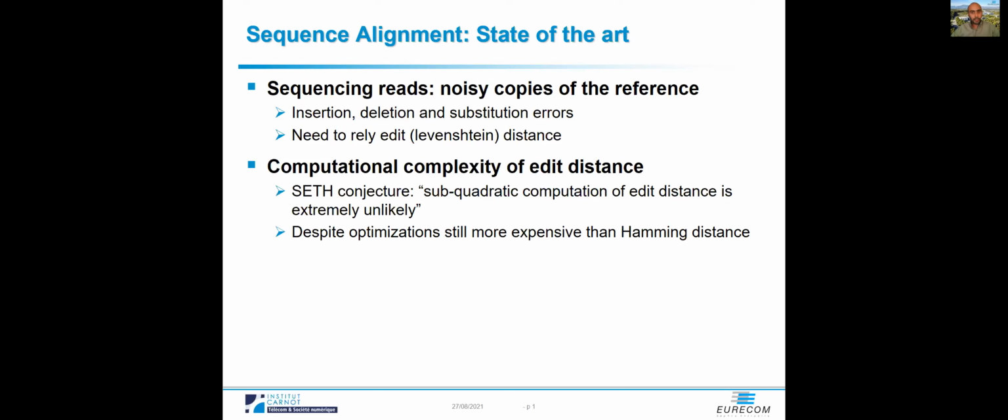Most of us here also know about the computational complexity of edit distance. There is a very celebrated theoretical computer science result, which is called the Smith conjecture, which says that subquadratic computation of edit distance is extremely unlikely. So we kind of know that the solutions that we have for computing edit distance are potentially the best that we could achieve. Despite several optimizations, edit distance still remains substantially more expensive than the equivalent Hamming distance, where we could simply do a linear scan over two strings and compute the distance between the two strings.